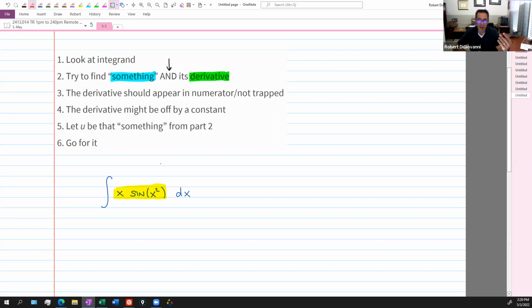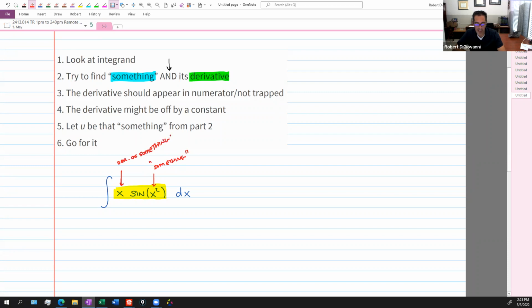I saw people shaking their head yes, so that's why I'm asking. Do y'all see x squared? If I said that was the something that I'm seeing, do you see its derivative anywhere? What's the derivative of x squared? 2x. I don't see 2x. What I see is x, right? That is the derivative of the something.